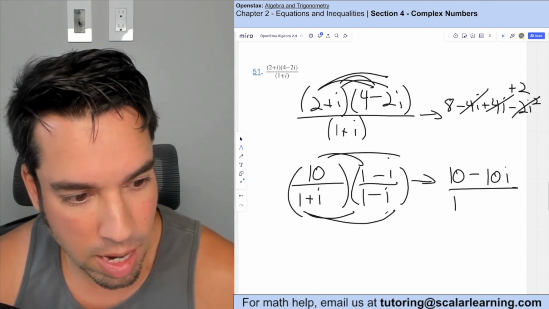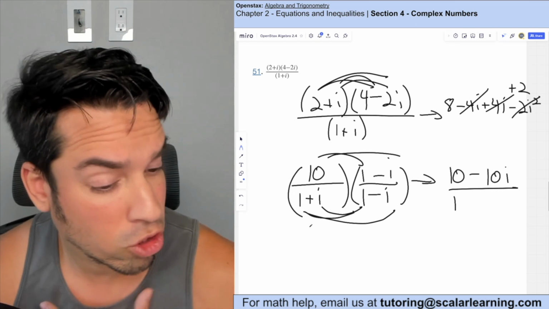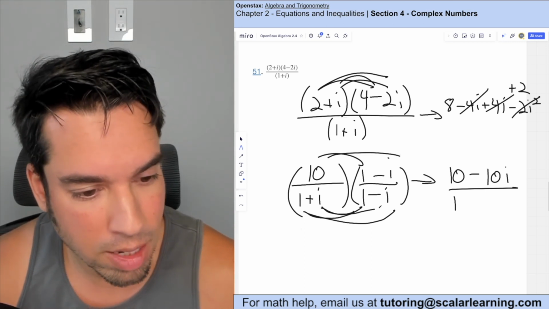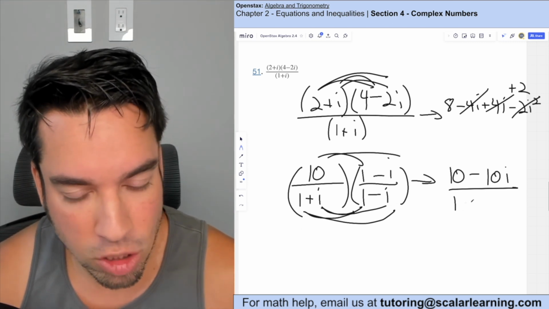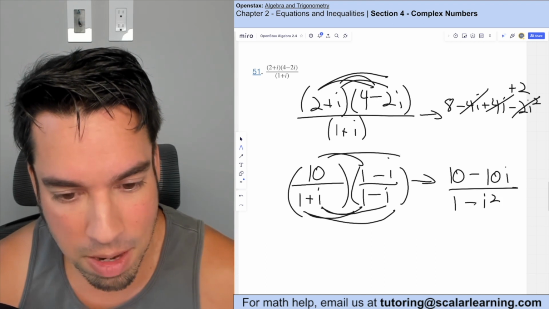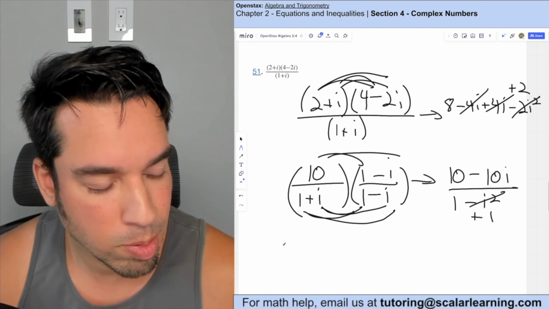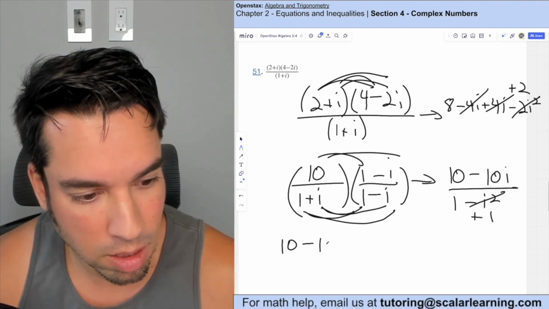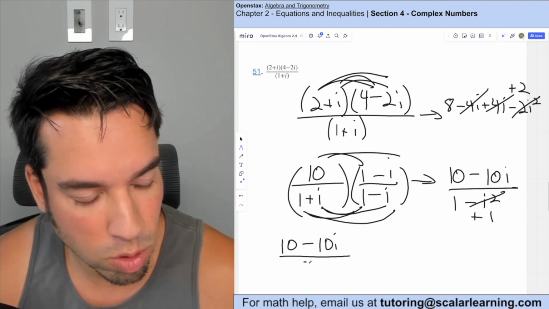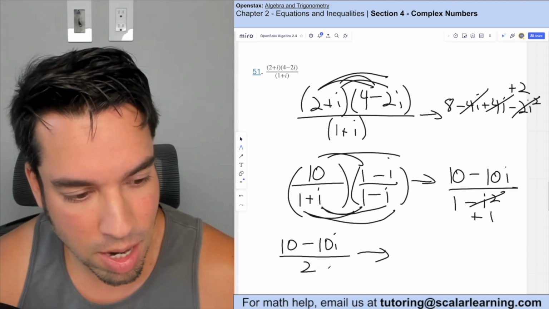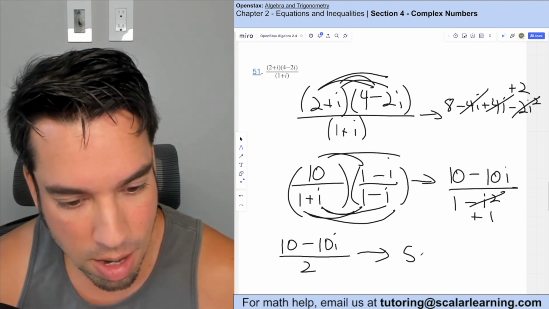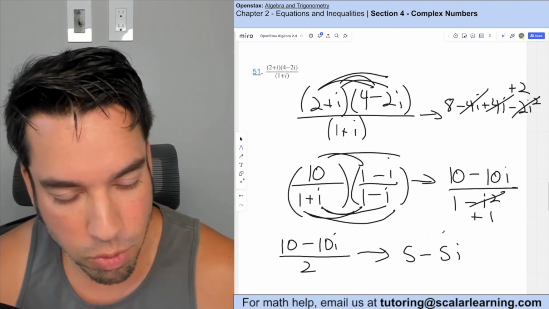And then we have negative i and positive i, which are going to cancel out. And then we got i times negative i, which is minus i squared, which is the same as -1 or plus 1. Last but not least, we have 10 minus 10i over 1 plus 1, which is 2. And then we can divide each of these by 2, and we get 5 minus 5i for the win.